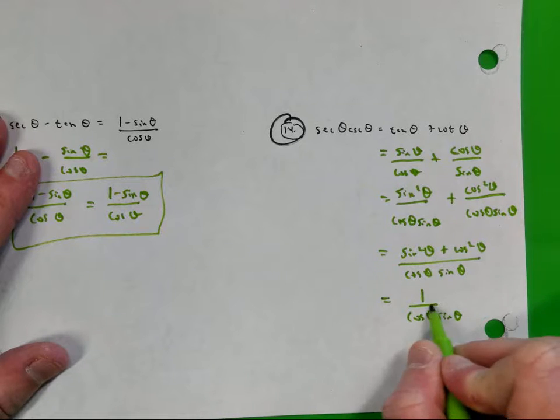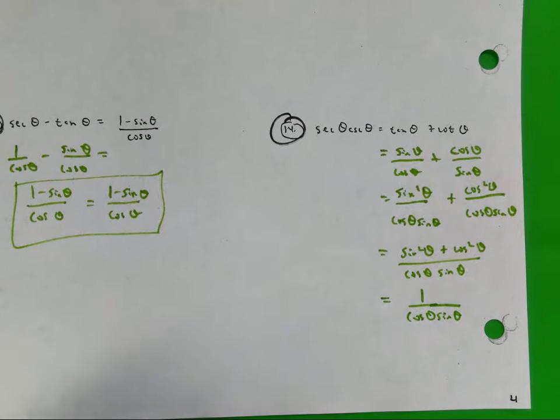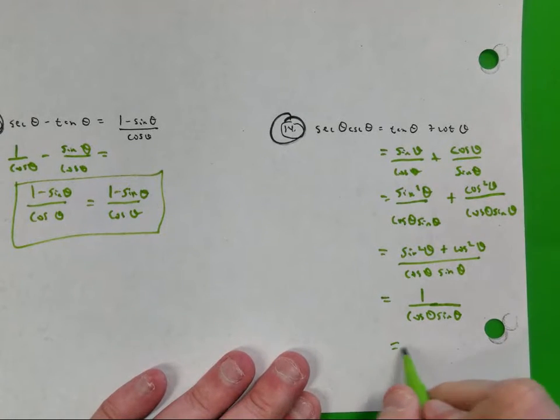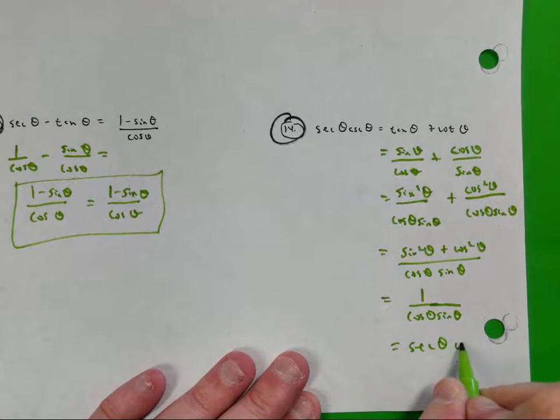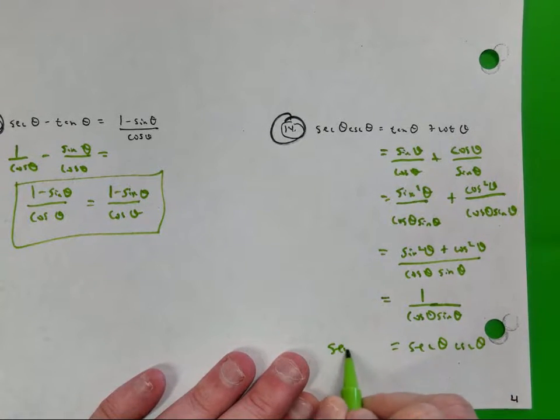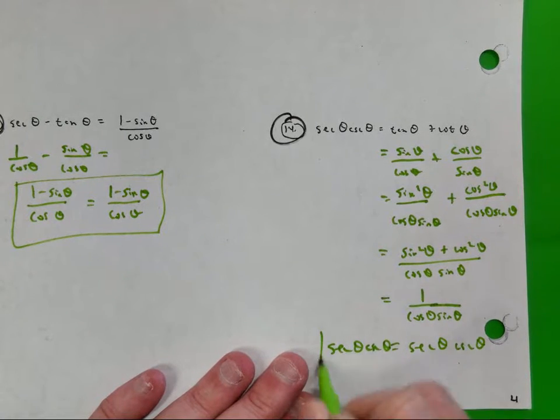Now, I look at where I'm at. I've got it broken down to cosine and sine. I look up here. I want secant theta cosecant theta. Can I rewrite that to equal that? Yes, because 1 over cosine is what? Secant. What is 1 over sine? Very good, and you have completed the proof for that problem.